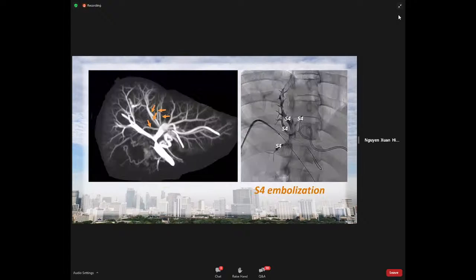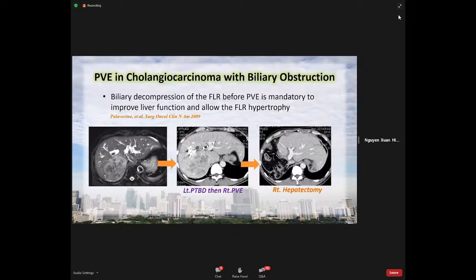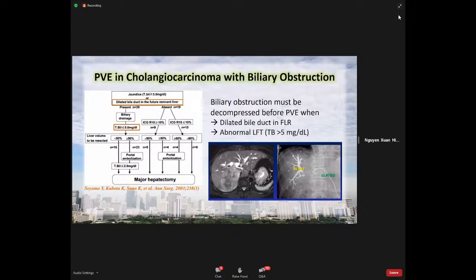If the patient has several small branches of S4, it may be safer to embolize with PVA and coil. If the patient has jaundice and dilatation of bile duct in FLR, biliary drainage has to be done before PVE in order to promote FLR hypertrophy and prevent infection. After drainage, the total bilirubin level should be less than 5 before PVE.